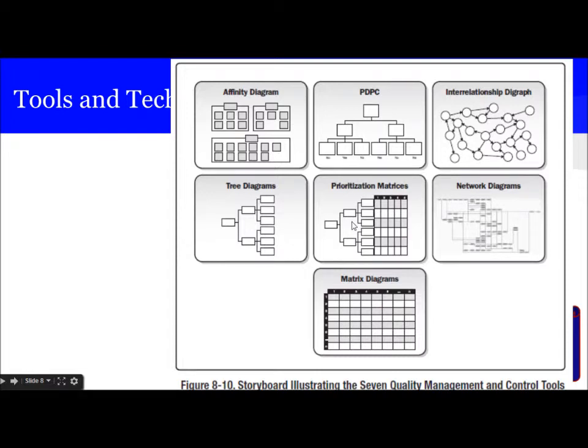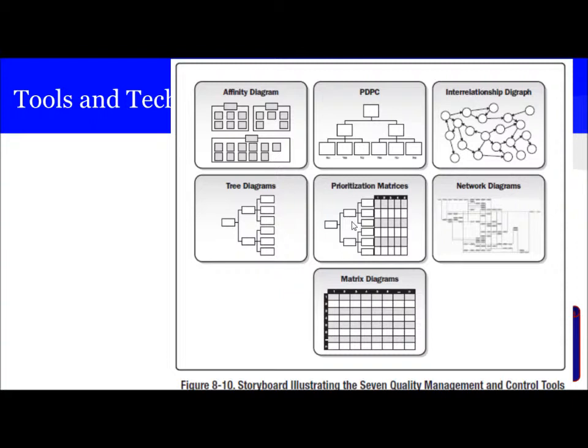The next thing is prioritization matrices. It identifies key issues and alternatives. Example, how many people to hire and the criteria. Then criteria are prioritized and weighted to get the mathematical score.